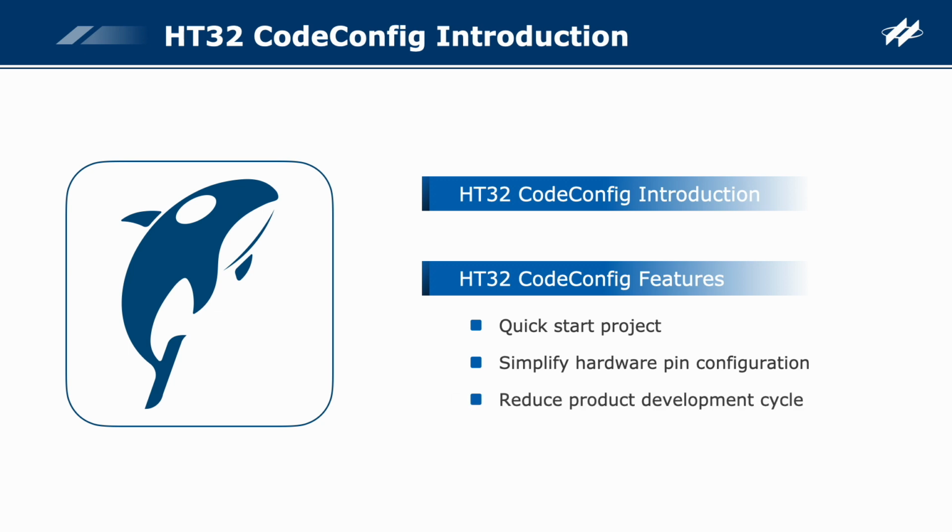Reduce product development cycle. In the past, starting a new series of MCU development often required reading lengthy datasheets or other technical materials to understand the MCU peripheral settings. Now, using the HT32 CodeConfig graphical interface can plan and configure the peripherals and generate code associated with the firmware library, therefore greatly reducing the product development time.